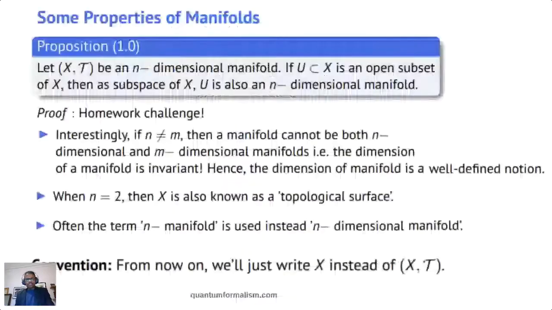So here's a property. We will come up with more properties as we go along, but one of them is this. As I was saying before, in the case of Rn, when I gave an example, there's a general thing of this. If you have an n-dimensional topological manifold X, and if U is an open subset of X, then as a subspace of X, U is also an n-dimensional manifold.